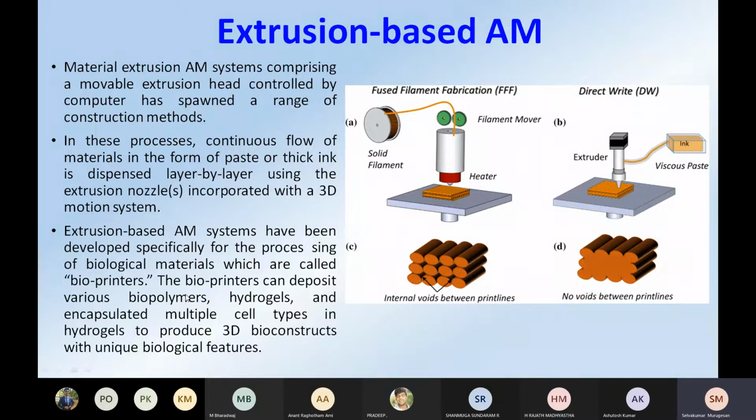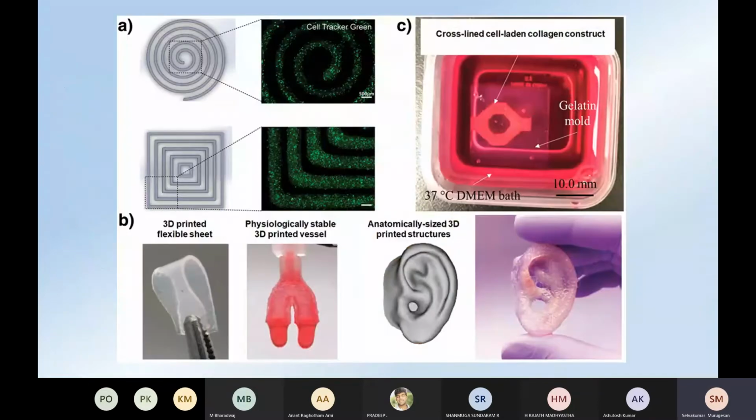And of course, the bioprinters can also deposit various biopolymers and hydrogels, and encapsulate multiple cell types in the hydrogel to produce a 3D bioconstruct. So I'll show you a couple of images. All of these, tissues or you can say organs, are developed in the lab. That means you can see blood vessels which are printed by using additive manufacturing techniques. It has two different types of cells. And of course, you can see the laboratory developed 3D printed ears, which have multiple cell lines, stem cells, HUVEC cells, endothelial cells, along with the ear-specific cell lines.